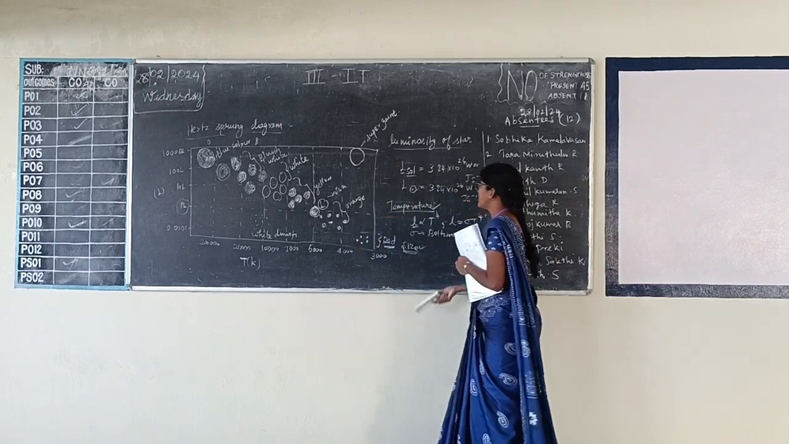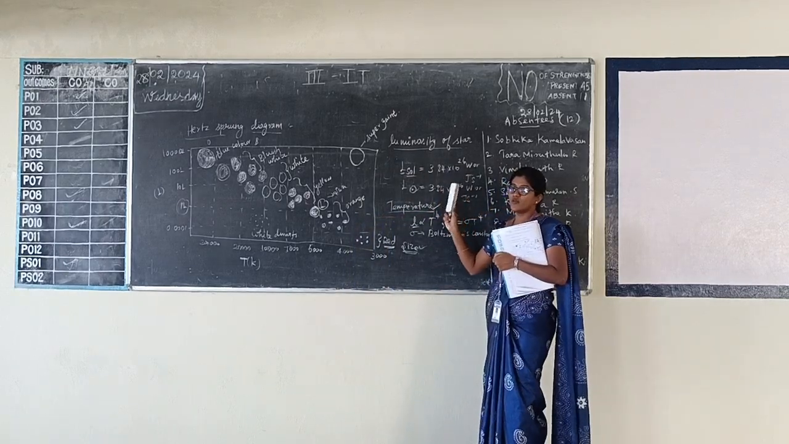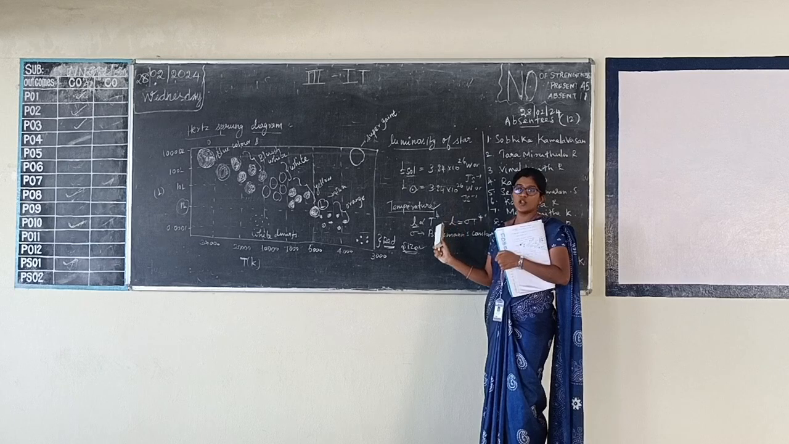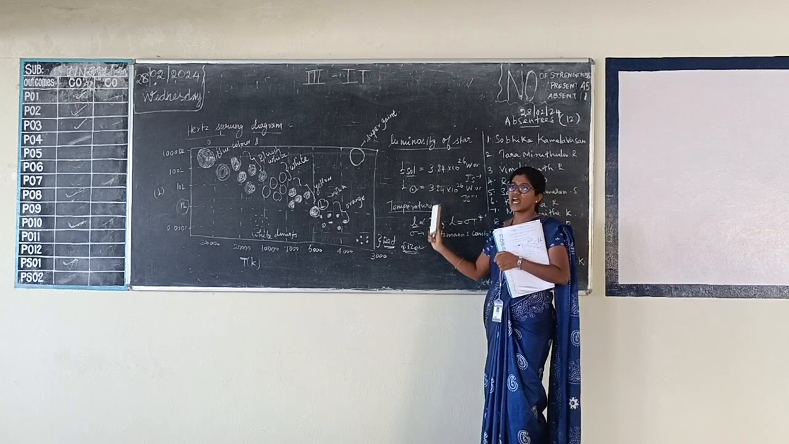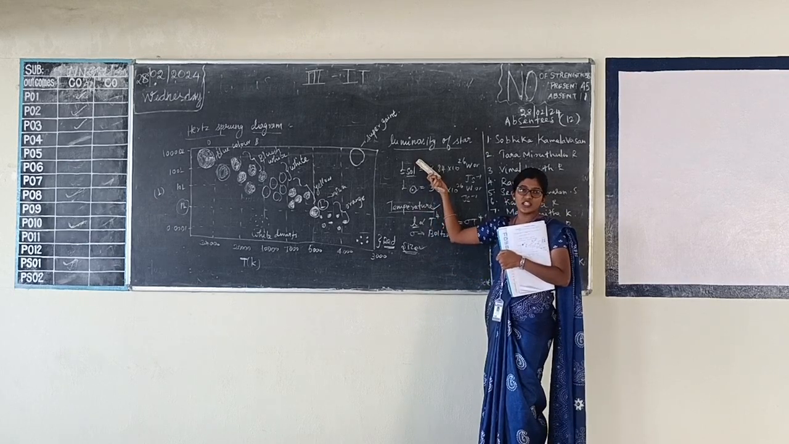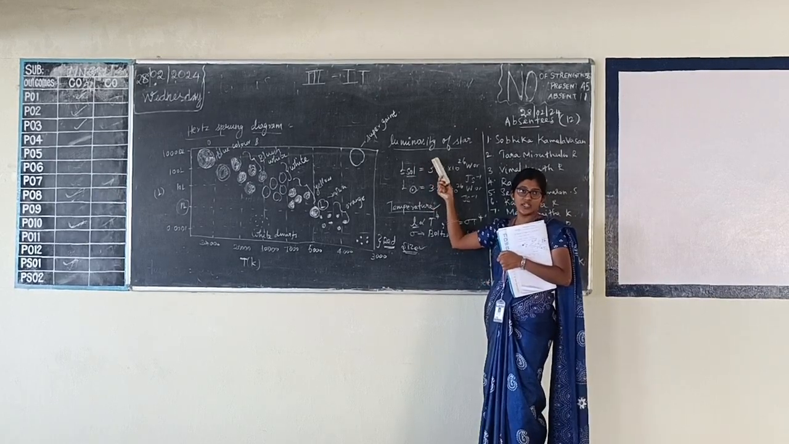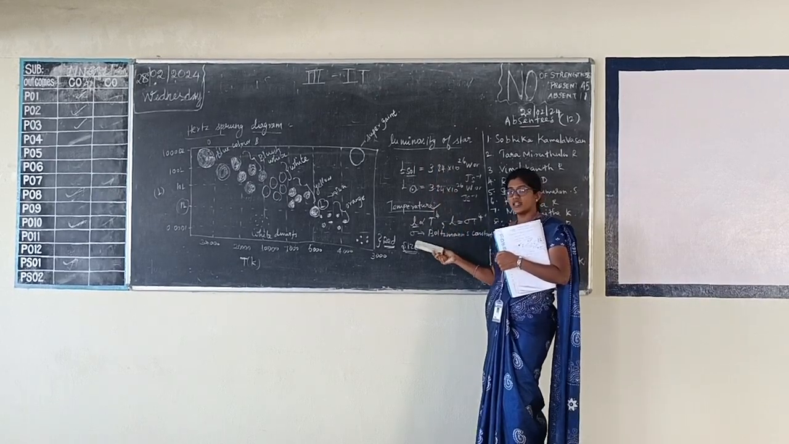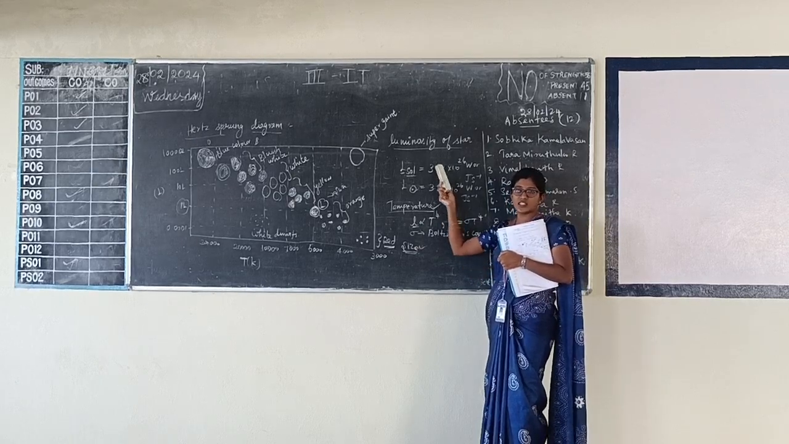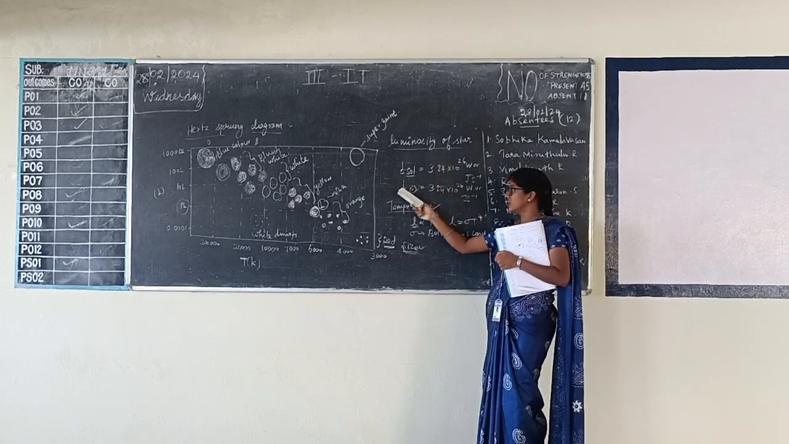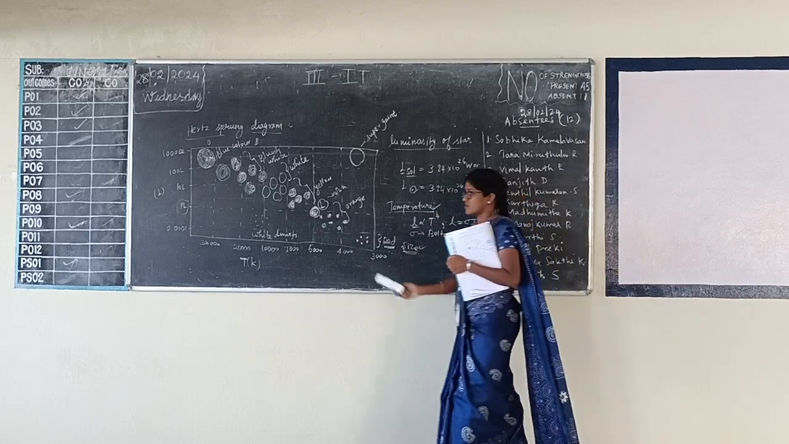So what are the two factors which lead to the luminosity of a star? First one is temperature and second one is size. Both are directly proportional to the luminosity. If both factors increase, luminosity also increases. If both factors decrease, luminosity also decreases. Now luminosity depends upon the factors temperature and size.